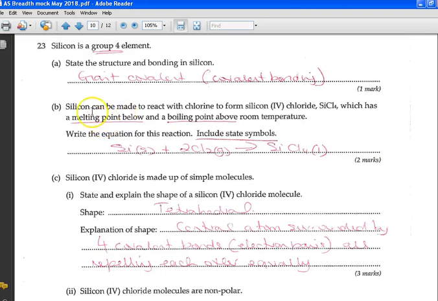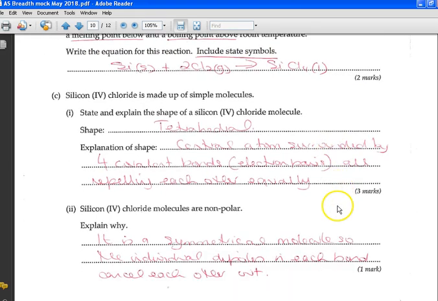Okay, silicon can be made to react with chlorine to form silicon tetrachloride. It's given which has a melting point below and a boiling point above room temperature. So that's telling you that this will be a liquid under standard conditions. And I don't think anybody, or maybe one person, put the state as a liquid. So you can only get 1 mark if you balance the equation, that's fine. And you've got your solid and gas here, which most of you did. But I think only one person put this as a liquid. Use the information in the question, please. Okay, that's what it's there for.